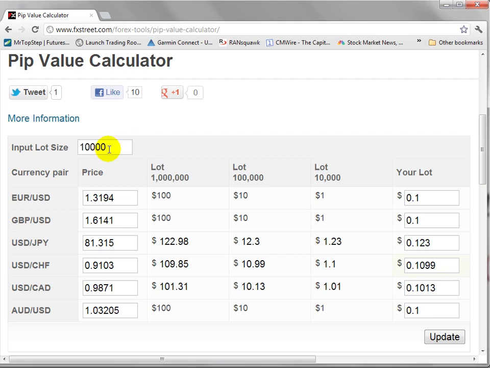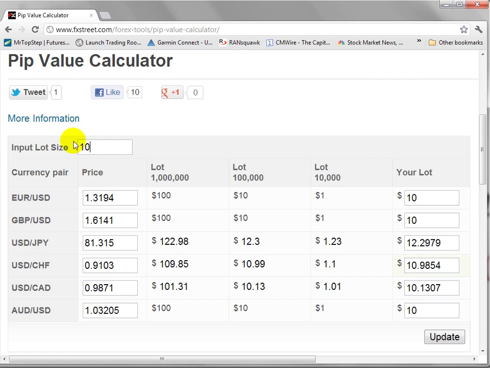You might recall that I mentioned that anytime the US dollar is the quote currency, the value of a pip is always going to be $10 for a standard lot. It's always going to be $1 for a mini lot. And if you're bold enough to trade 1,000,000 units, it's always going to be $100. So it's no surprise that if we enter 100,000 units in our lot size and we hit update, any currency that has US dollar as a quote currency is going to show $10 a pip.